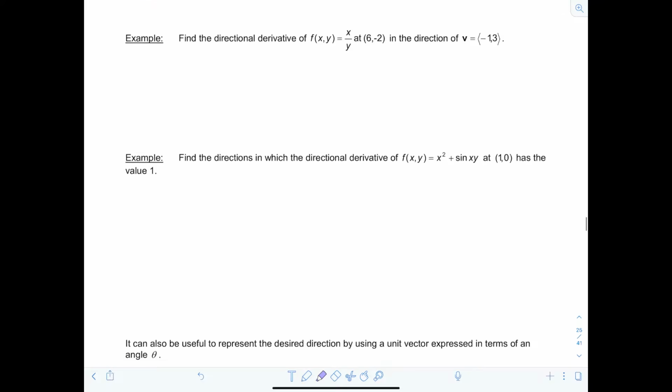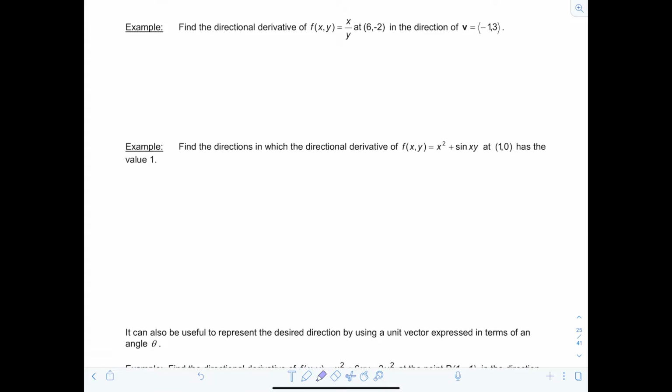Let's find the directional derivative of f of x, y equals x over y at 6, negative 2. So this is my point, x naught, y naught, in the direction of v. And v has components negative 1, 3. Well, first thing we need to address is the fact that I need a unit vector. So the magnitude of v is going to be rad 10. So in order to make it a unit vector, I just need to divide by that. So 1 divided by rad 10 times negative 1, 3. And so we get negative 1 over rad 10, 3 over rad 10. That's what we're going to use for u.